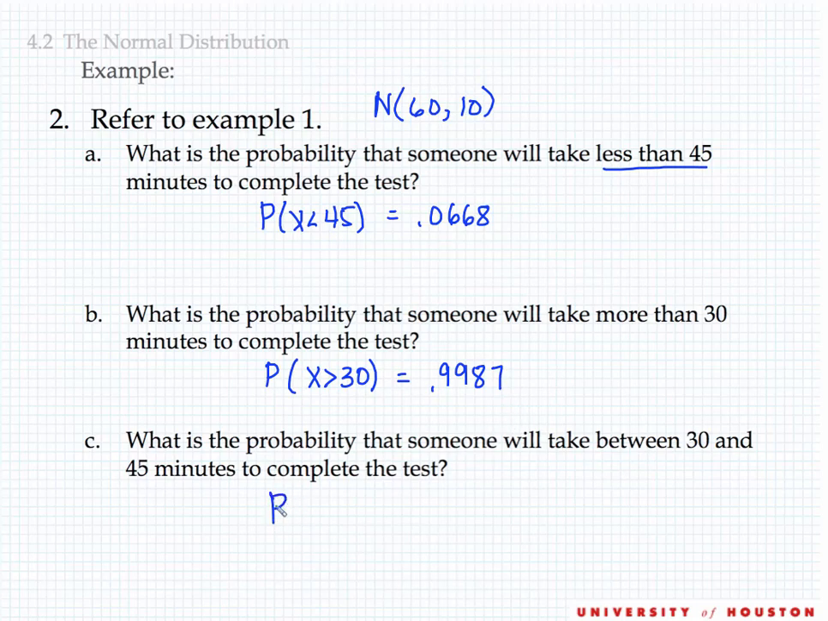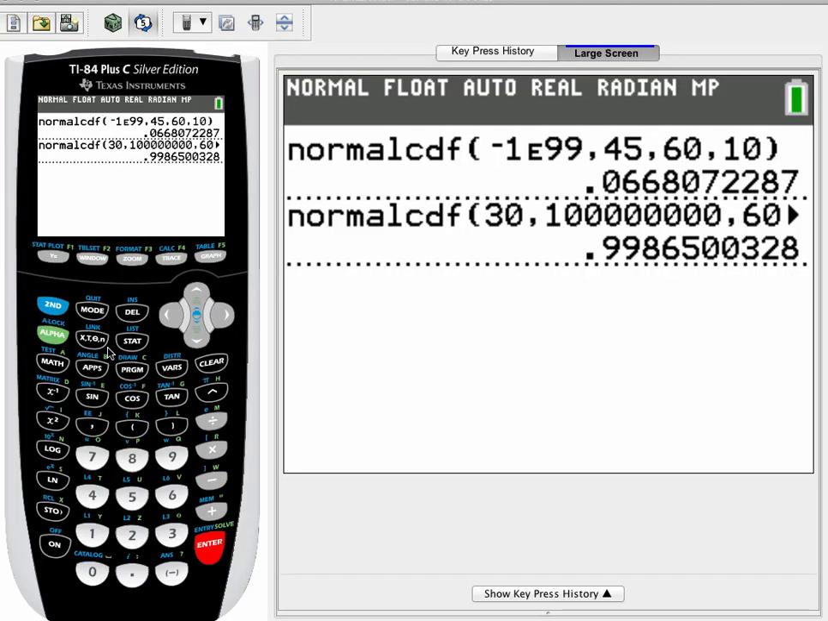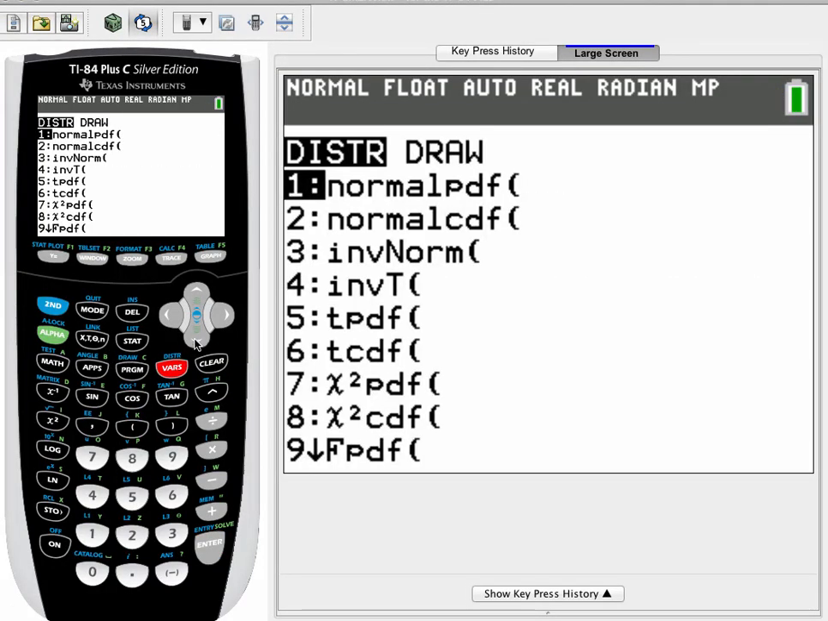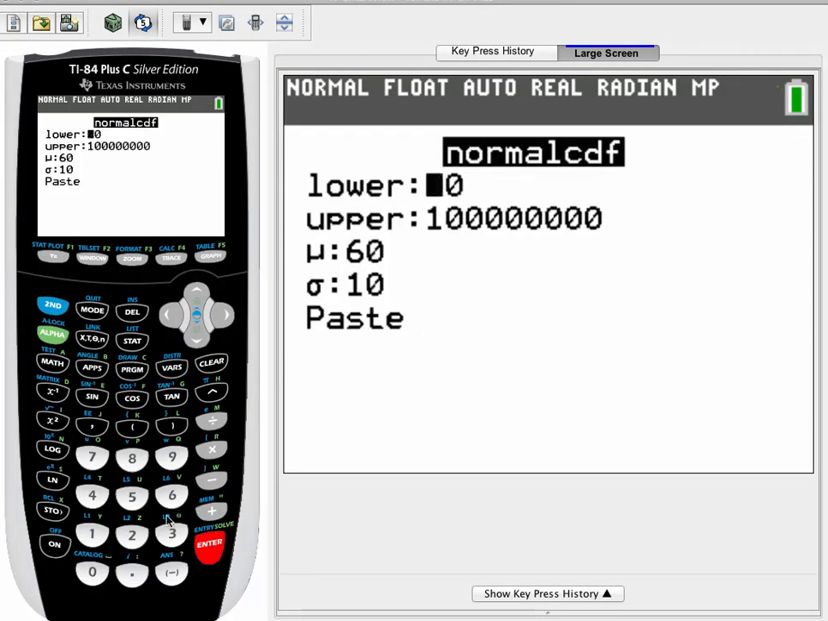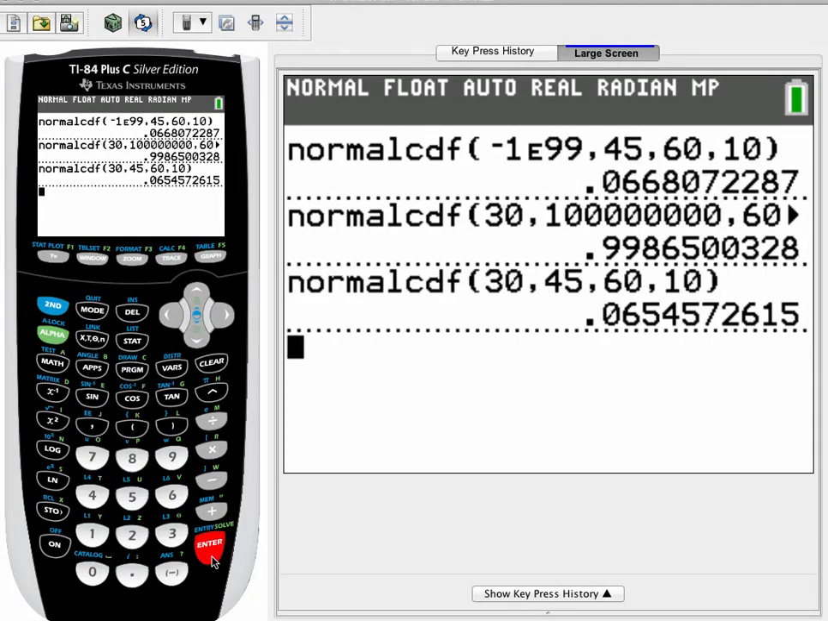Last, what's the probability that it will take between 30 and 45 minutes to complete the test? So now our lower limit is the 30, our upper limit is the 45. And the probability is 0.065457, etc.